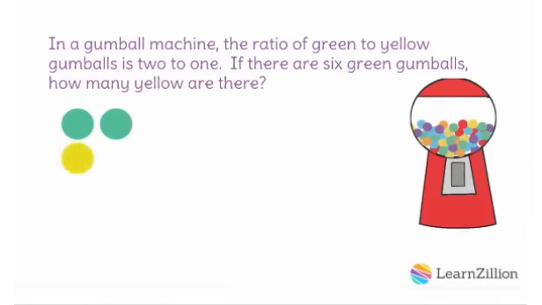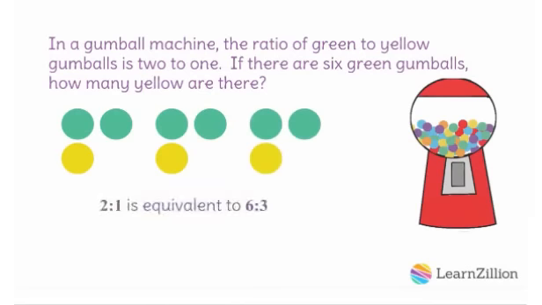If we double the amount of green gumballs, we also have to double the amount of yellow gumballs. We now have 4 green gumballs and 2 yellow gumballs. If we add on another 2 to 1 ratio of green to yellow gumballs, we now have 6 green gumballs and 3 yellow gumballs. We now have 2 equivalent ratios. We know that 2 to 1 is an equivalent ratio to 6 to 3.